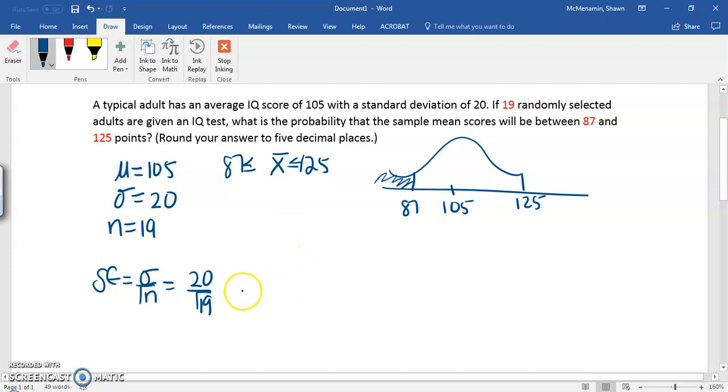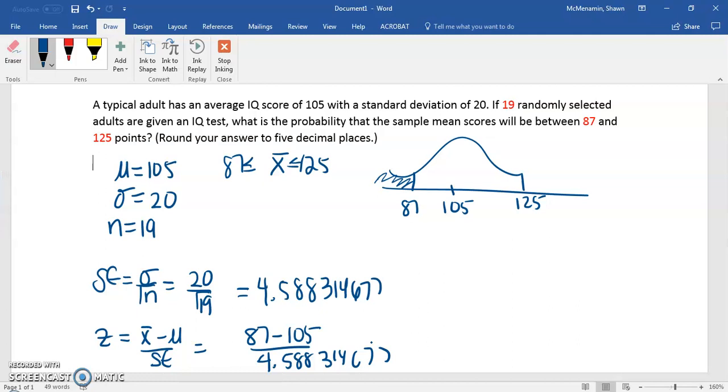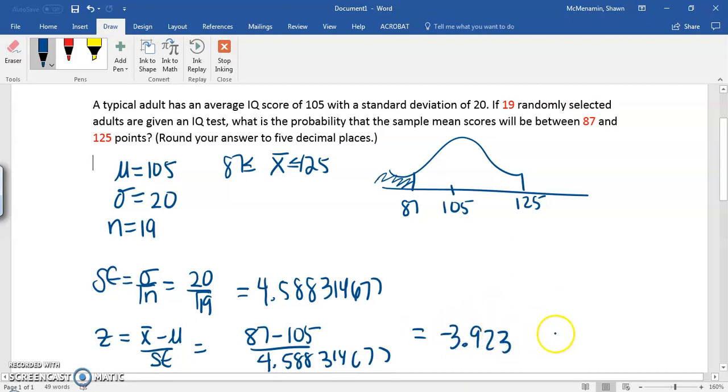20 divided by square root 19 gives us 4.58831467. Now to find the z-score, you do x bar minus mean over standard error. Our x bar is 87 minus our mean, which is 105, over our standard error, 4.58831467. I'm going to store the standard error as x. So I have 87 minus 105 divided by my standard error, and I get negative 3.923. So for the z chart, negative 3.92.